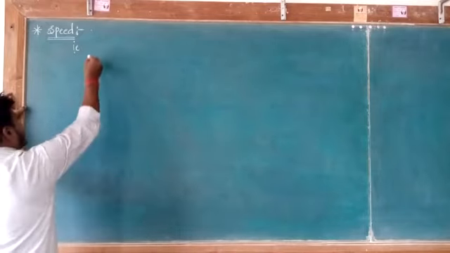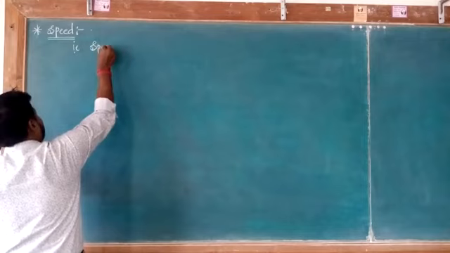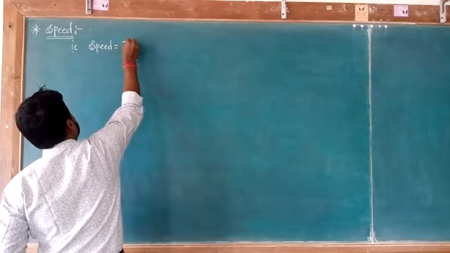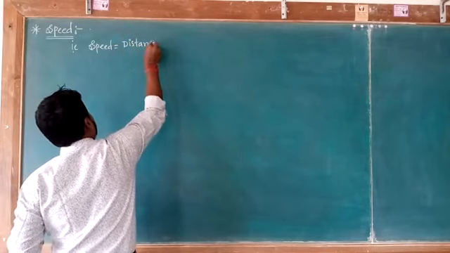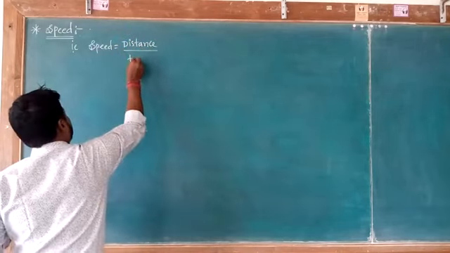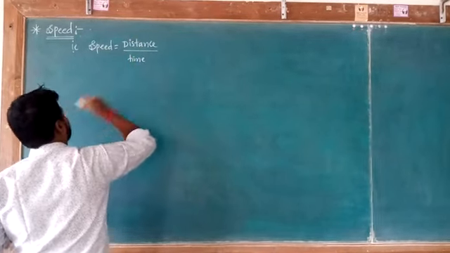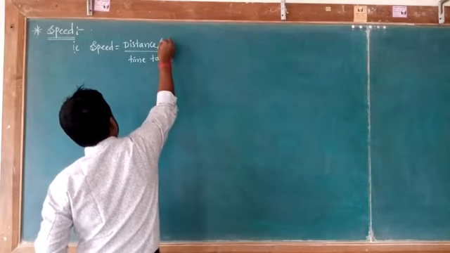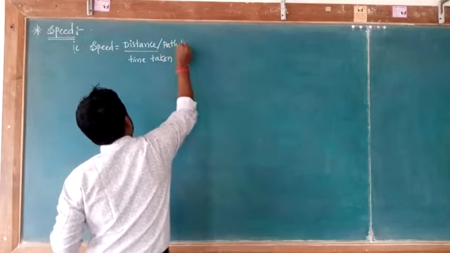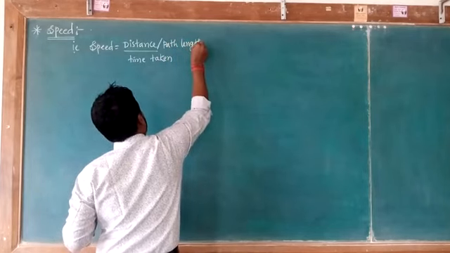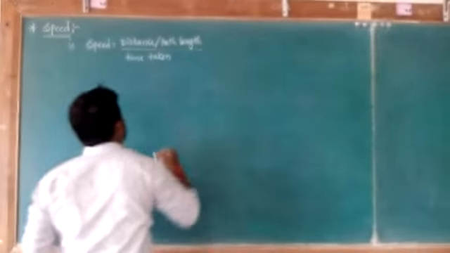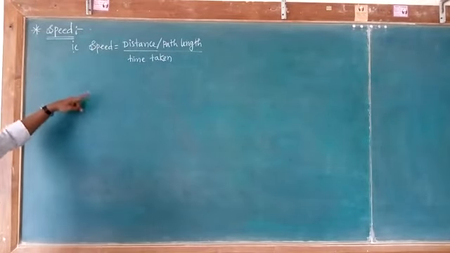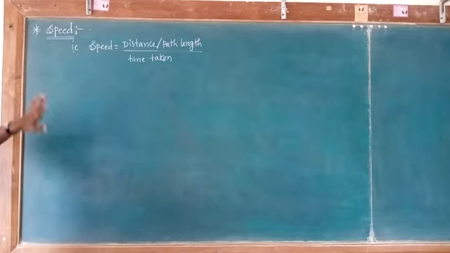Mathematically, speed is numerically equal to the distance covered by a body to the time taken. Distance is nothing but path length. Path length means the length of the actual path traced by a body during its motion. Therefore, distance divided by time, or path length divided by time, is speed.